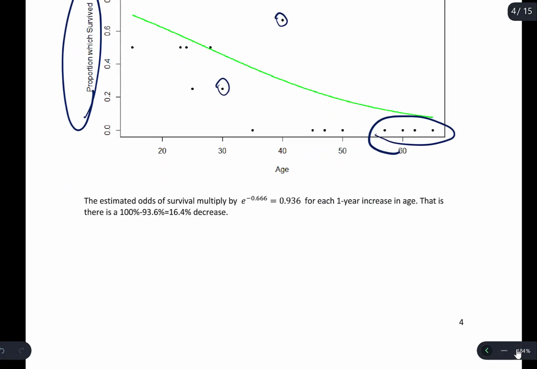The estimated odds of survival are multiplied by e to the negative 0.666, which is equal to 0.963, for each 1-year increase in age. What that tells us is that for each additional year in age, a person's odds of survival decreased by about 3.7%, that is, their probability of survival actually decreased by 16.4%.